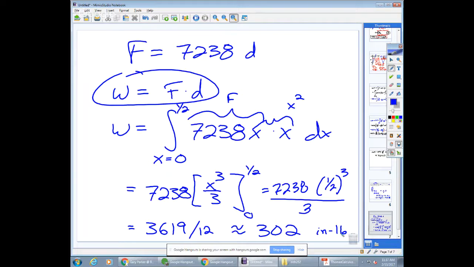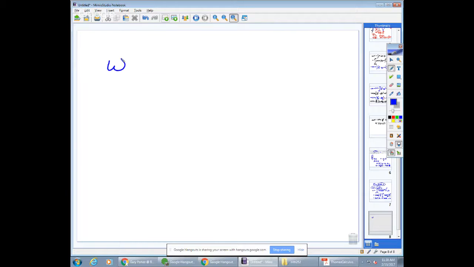All right. Then they also wanted to know, what about the second 1/2 inch? Is it about the same amount of work, or is it going to be more? Well, according to this formula, it should be more work for the next 1/2 inch. Let's figure out how much more. So we're going to calculate some more work. This time we integrate as x goes from 1/2 to 1, the second 1/2 inch.